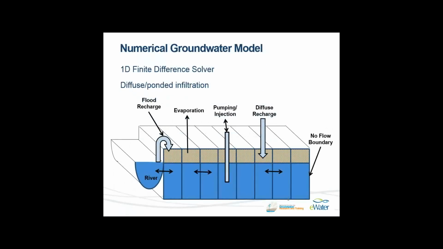So next I'm just going to give a brief introduction to the structure of the numerical groundwater model. It's a one-dimensional finite difference solver, and structurally the user divides the river link into a number of cross-sections, and then the 1D solver estimates, given the heads in each cross-section, the fluxes between them and the river link.